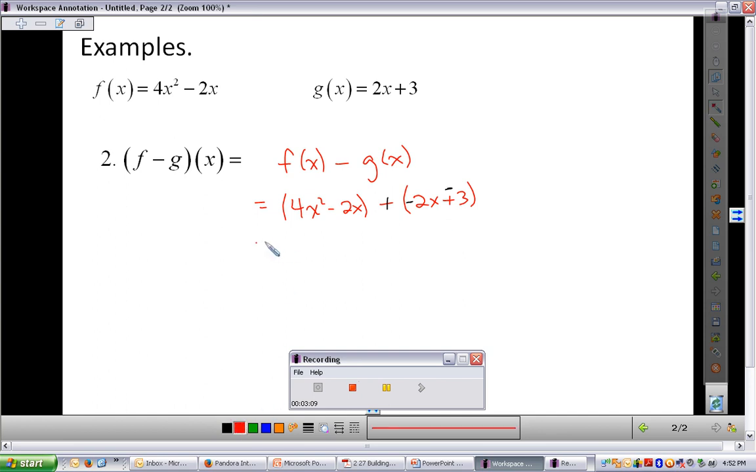But just like before, I am now combining like terms. So this 4x squared, there are no other x squared terms, so it's going to stay 4x squared. This time I have a negative 2x plus a negative 2x. A negative 2 plus negative 2 ends up being negative 4x. So that's taken care of. Then I'm left with this negative 3. So this time my new function f minus g of x is 4x squared minus 4x minus 3.